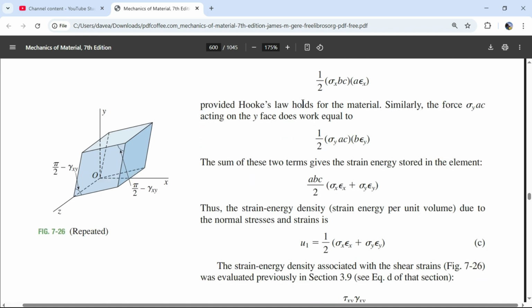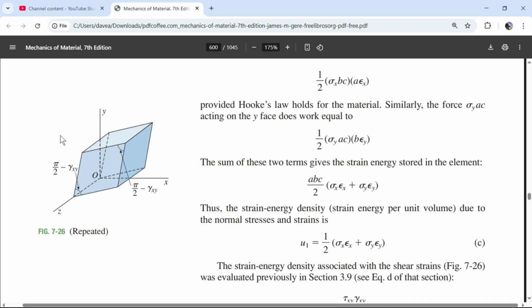All right, provided Hooke's law holds for the material, similarly, the force from sigma y, if we have biaxial stress, is going to be that area AC. A is in the x direction, C is the z direction, so we have AC times sigma y. We're going to take half of it. Half is going to be the average force. The distance is going to be B, in the y direction. Its change in length is going to be B times strain y.